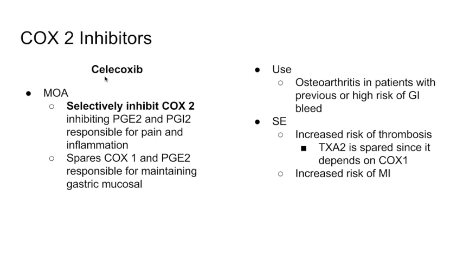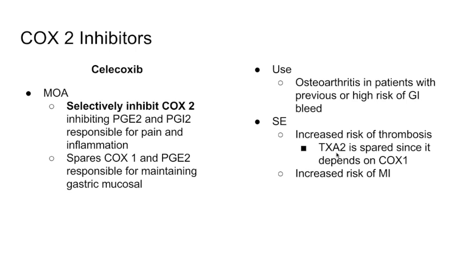So the use of celecoxib, which is the COX-2 inhibitor, is in osteoarthritis in patients with previous or high risk of GI bleed, which makes sense. If I have a patient with a high risk of GI bleed and they have osteoarthritis and I want to give them a pain medication, I can potentially give them celecoxib.